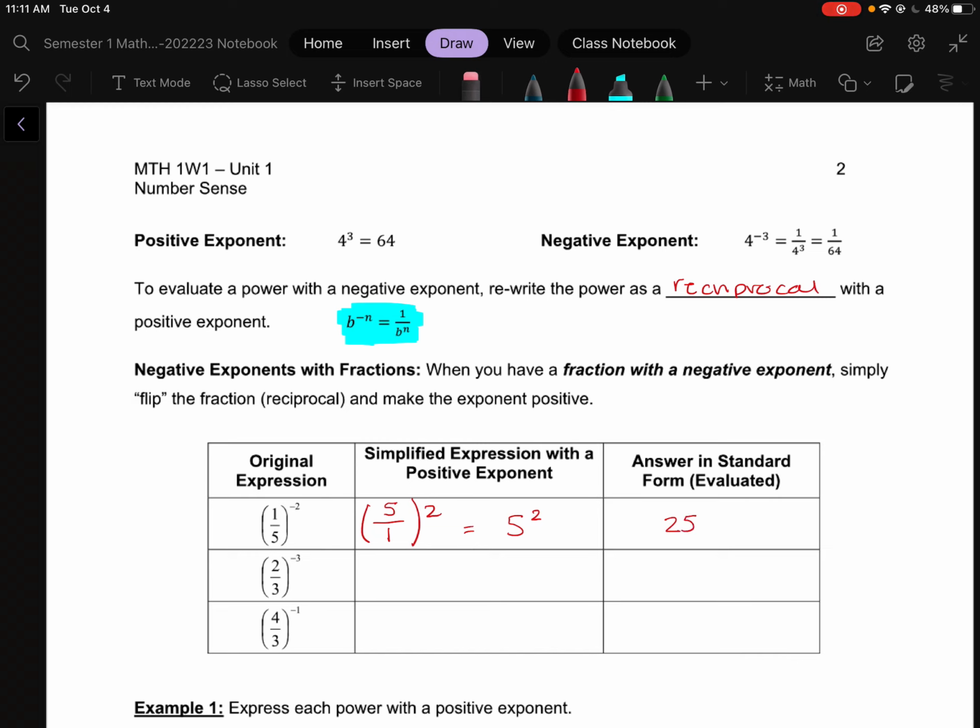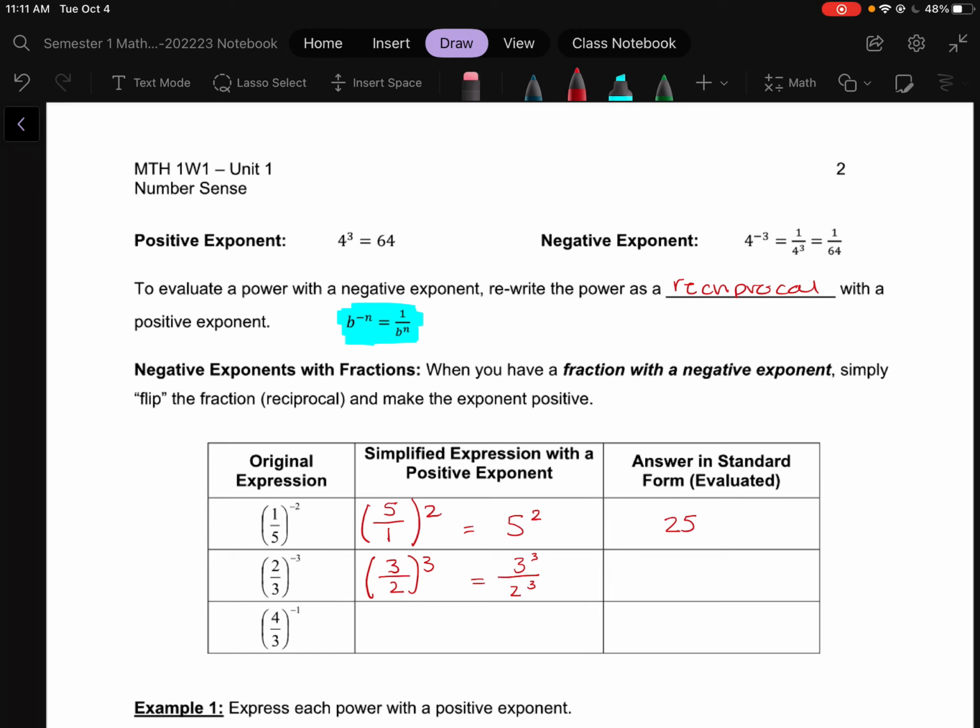We have 2/3 to the power of -3. We flip it, we have 3/2. We make the exponent now positive. And in this case, because it's not over 1, we have to make sure what we do to the top, we do to the bottom. So it's going to be 3 to the power of 3 and 2 to the power of 3.